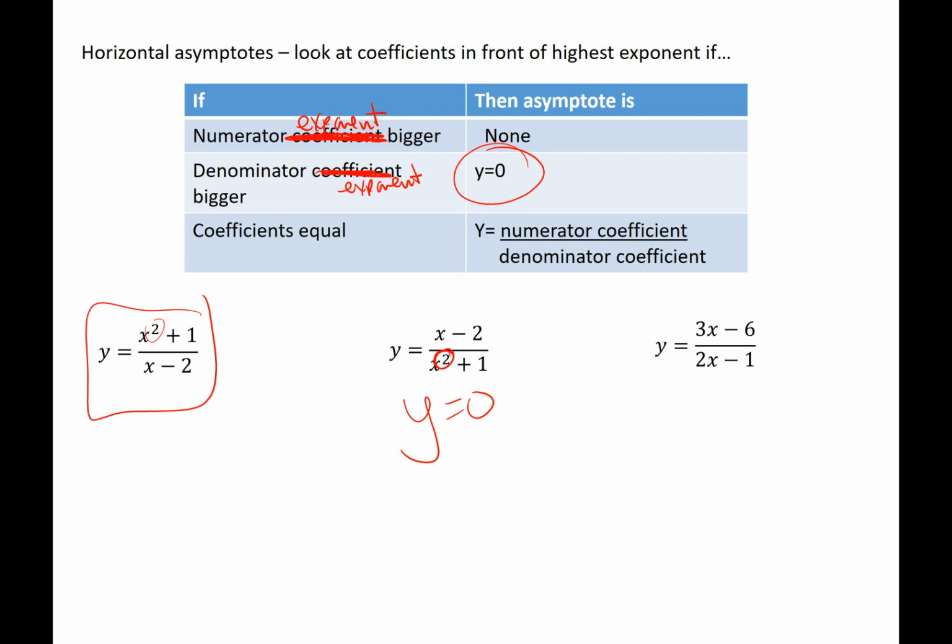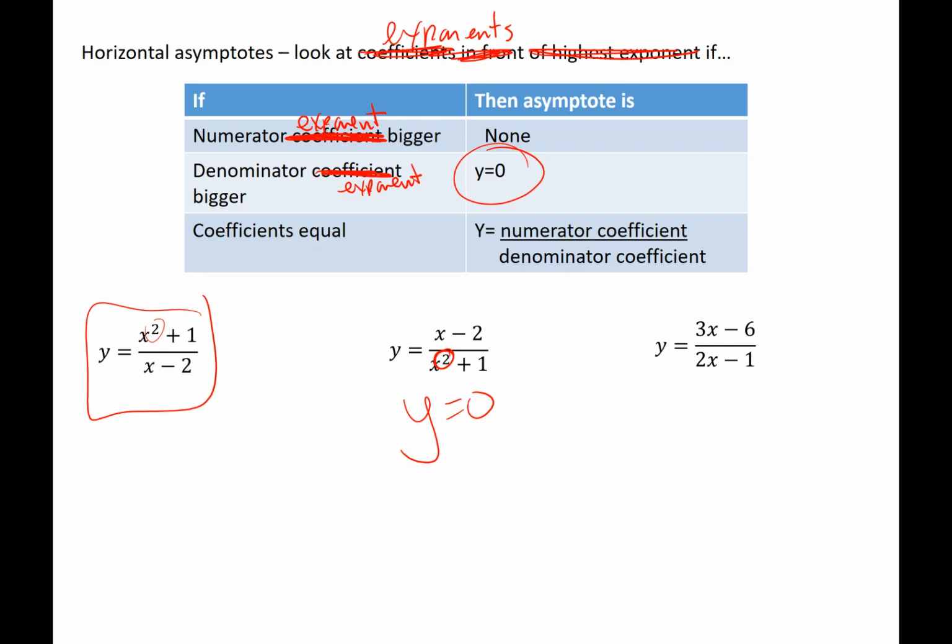Yeah, I need to fix this too. I apologize. Look at exponents. That's what goes into the chart. So look at the exponents. If the numerator exponent's bigger, the asymptote has none. If the denominator exponent is bigger, the asymptote is y equals 0.